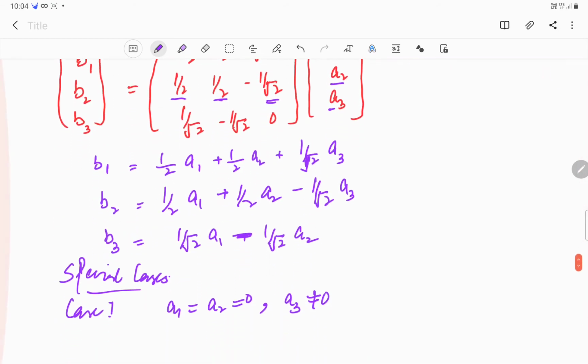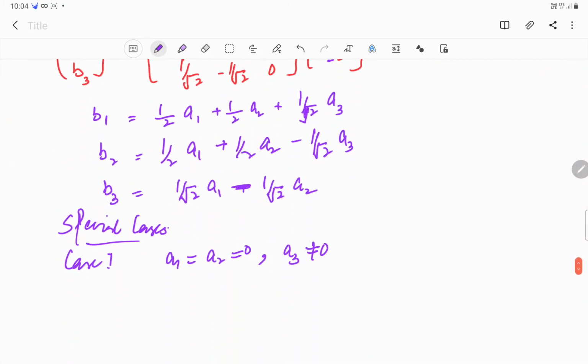So with these conditions, B1 can be written as half of A1, which would be 0, half of A2, which would be 0, and we have A3 by root 2. Likewise, our B2 would be half of A1, which is 0, A2 again 0, so we have the third element only. So B2 would be minus 1 over root 2 A3.